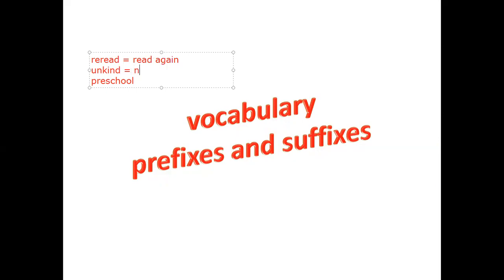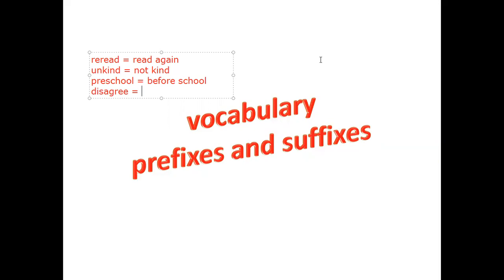Unkind means not kind. Preschool means before school. Disagree, the opposite of agree. Disbelieve, the opposite of believe. For example, we shouldn't leave a space between them. Misunderstanding means wrong understanding.